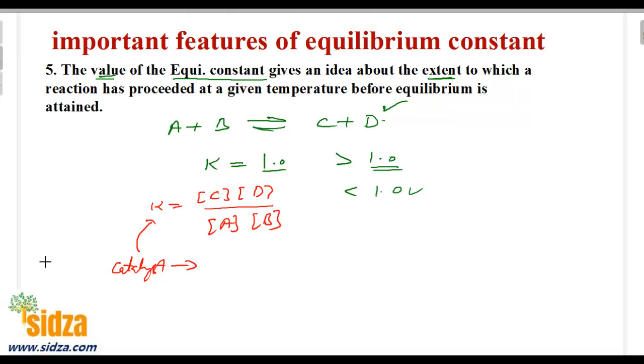That means this equilibrium constant only changes when you are changing the temperature for a particular reaction. So you have a particular reversible system. There's only one factor that will actually change the equilibrium constant value, that is temperature.